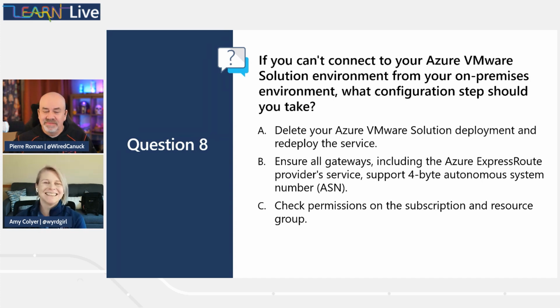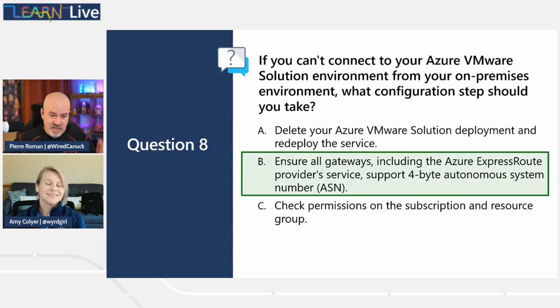Ensure all the gateways, including the Azure Express Route provider, are supporting the 4-byte ASN. Well, that's how it talks. That's how it routes. I think you mentioned something like that in BGP. Yeah, for the routing. Express Route uses ASN because otherwise the circuits can't talk to each other. So it needs that 4-byte. Well, they don't know where they are. So I would say B. Is that B? Yes, it is.